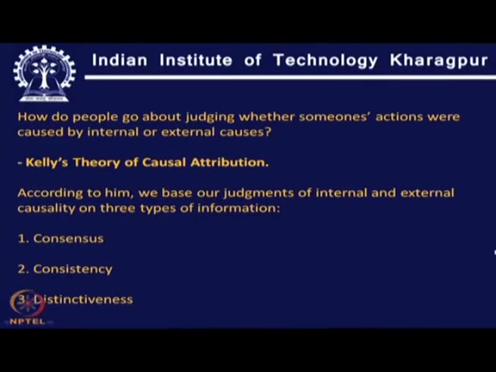Now, Kelly's theory of attribution tells us there are three important pointers to determine whether the behavior is internally caused or externally caused, and these three are consensus, consistency, and distinctiveness. Consensus, consistency, distinctiveness.